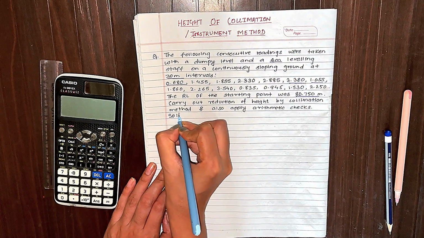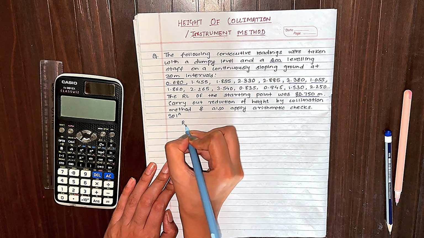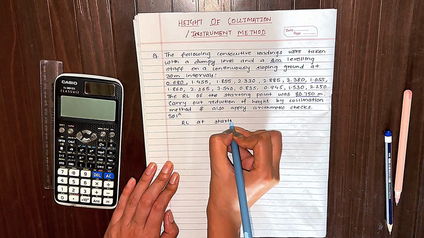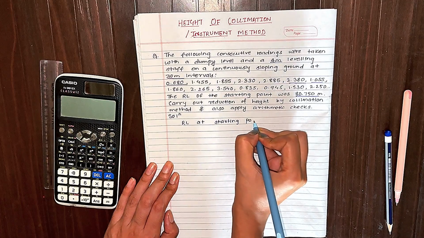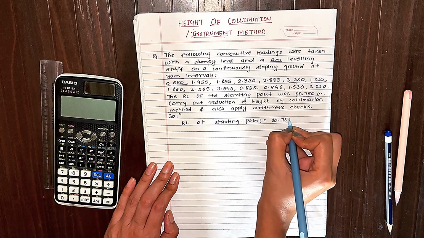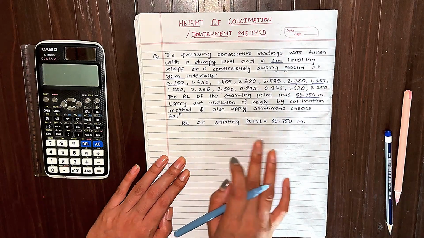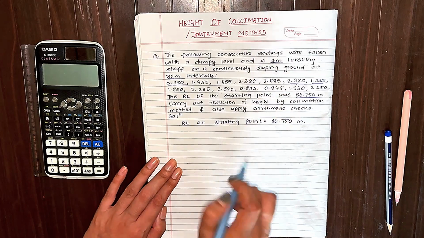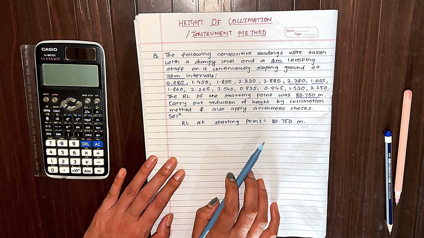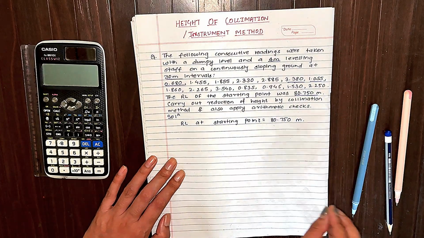Solution. Here given RL at starting point is equal to 80.750 meter. We have already solved a numerical to calculate the RL by rise and fall method. In this we will solve by height of collimation method. The only difference is there in the field level book, where we will have a column of height of instrument.